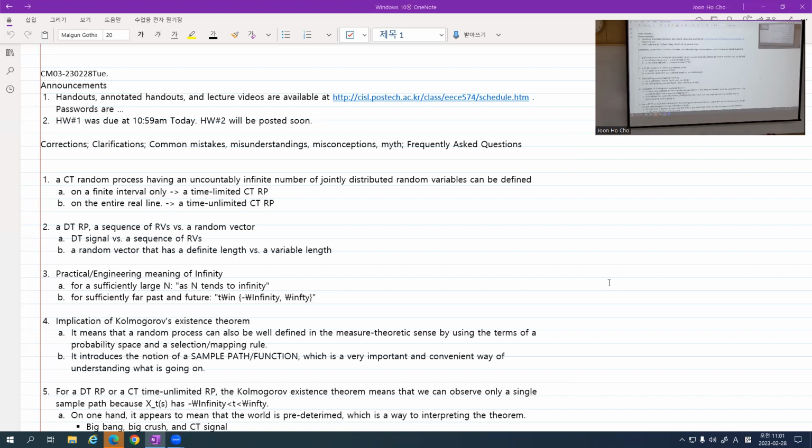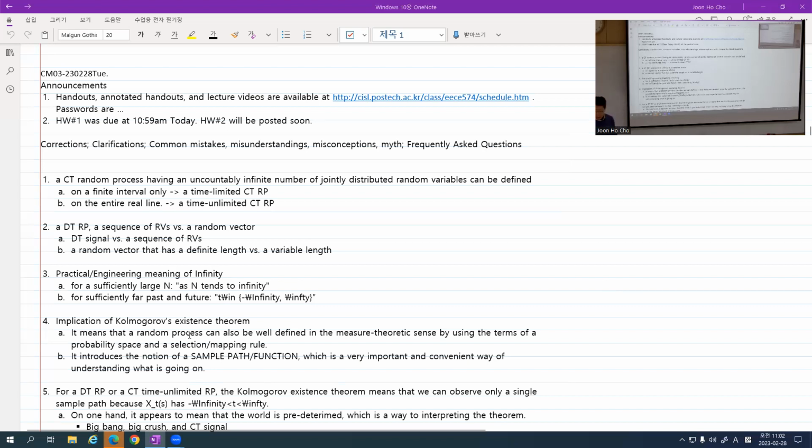Homework number 1 was due just before, and it seems that some of you do not have the Peebles textbook, so whenever I give you the exercise or example problems from that book, I will post it on the PLMS. Do not share with outside class students because it may seem like copyright infringement. So, okay.